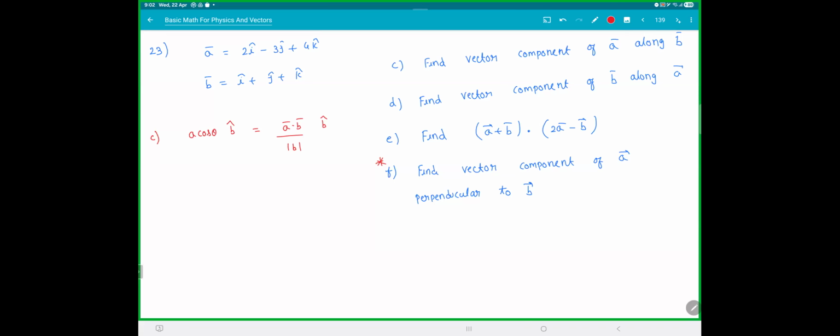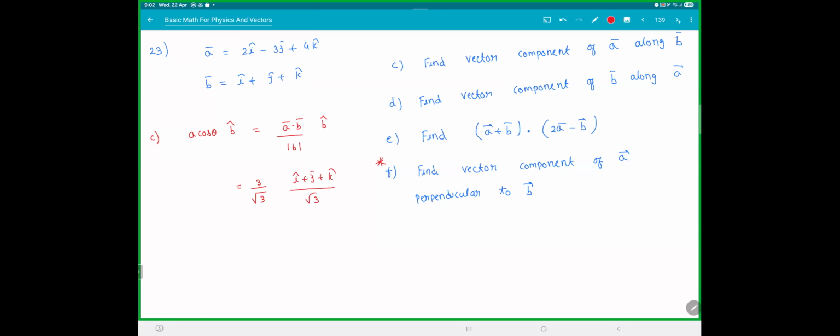Okay, let's see. It's a B cap. I have to give a vector quantity. So see, what is A dot B? A dot B is 3. What is mod B? Root 3. What is B cap? B cap simply means the vector divided by its magnitude. So that will be I cap plus J cap plus K cap, that is your B bar by root 3.